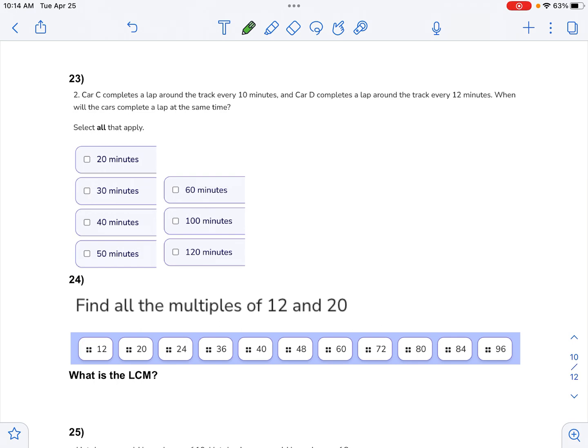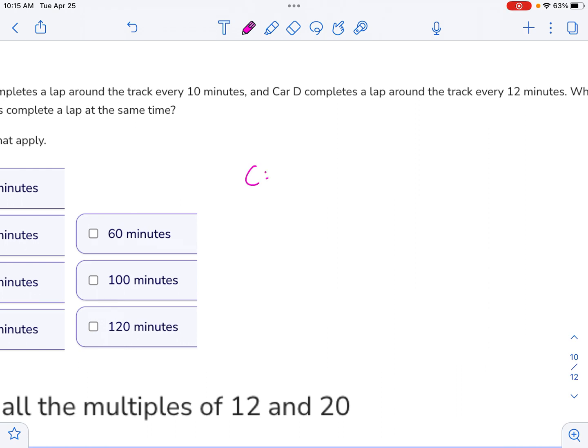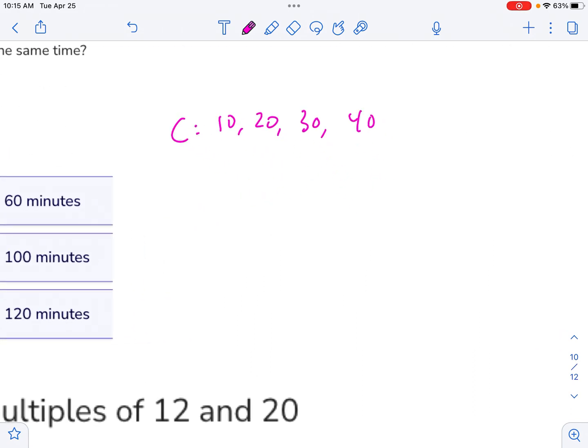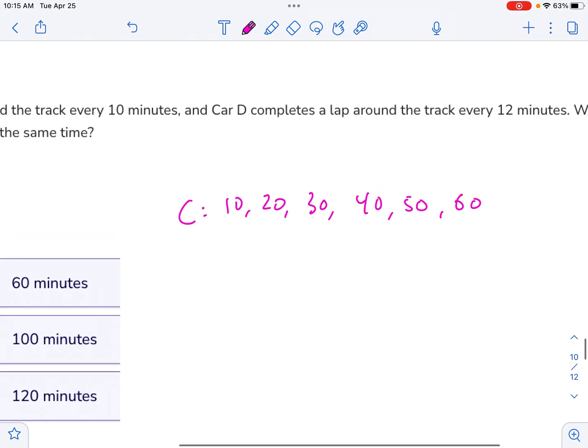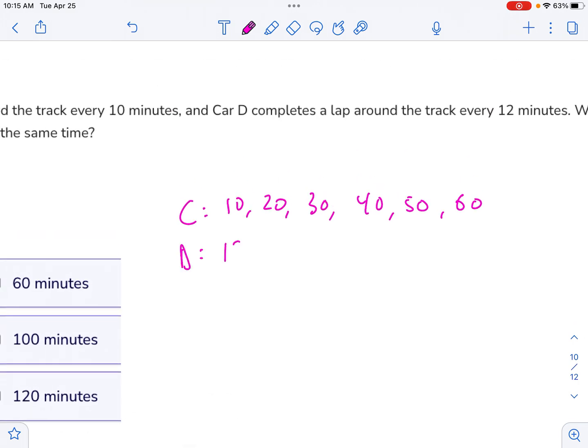Ooh, car C and D, when did they come around? All right, let's talk about these guys. Car C, what are you doing? C looks like they go 10 minutes. So 10, 20, 30, 40. Do I have a time limit? Nope. 50, 60. I'll go up to that one. And then car D goes every 12 minutes. Now, I know I'm doing multiples because it's growing. That's what it wants. 12, 24, 36. Do I have any matches yet? I don't. 48, 60. Oop. Ding, ding, ding, ding. Found a match.